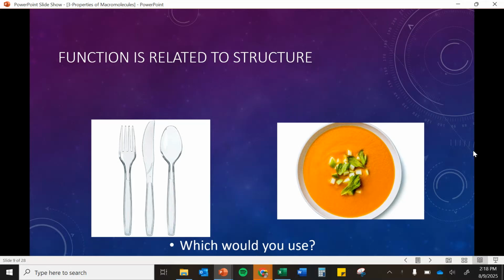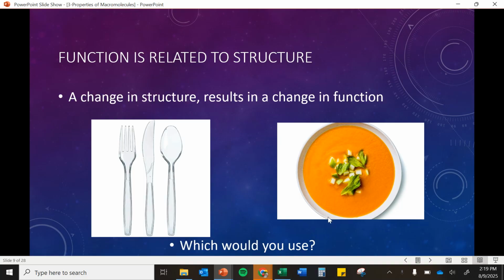Thing to think about when we're talking about macromolecules is how is the structure of that macromolecule related to its function? And the same idea you can think about if you're thinking about what utensil would you use to eat a bowl of soup, right? So the shape, the structure of that tool or of that utensil would be the one that is fit for the function of eating soup, right? We were going to pick the spoon because of the shape. So the shape, the structure is related to the function.